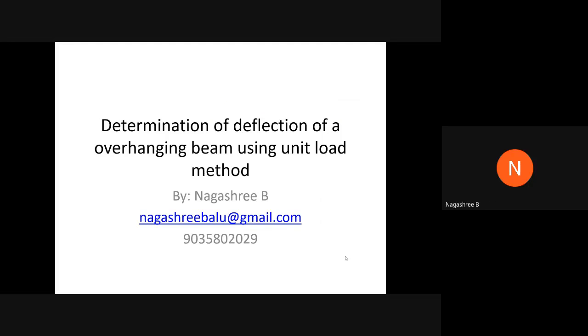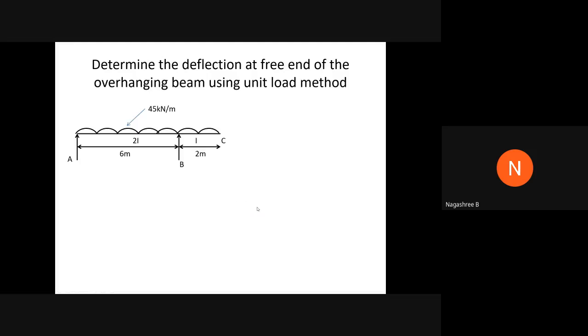So this is how to determine the deflection as in case of overhanging beam. We need to determine the deflection in an overhanging beam using the unit load method. Here I have taken an overhanging beam.